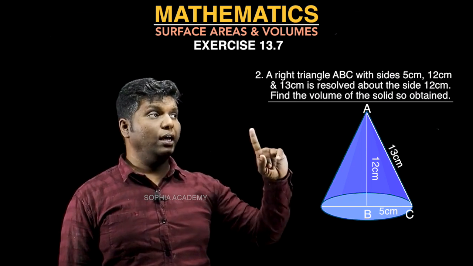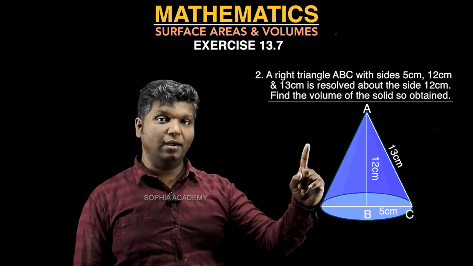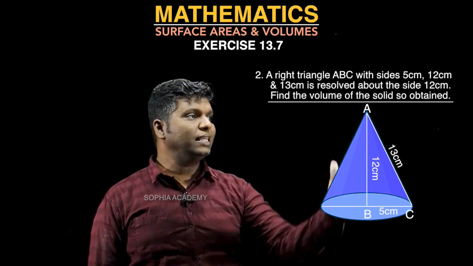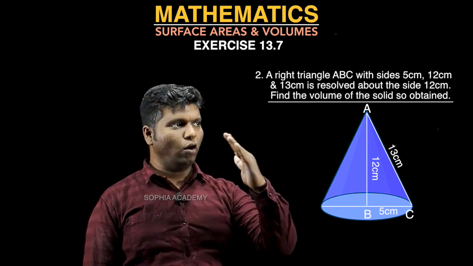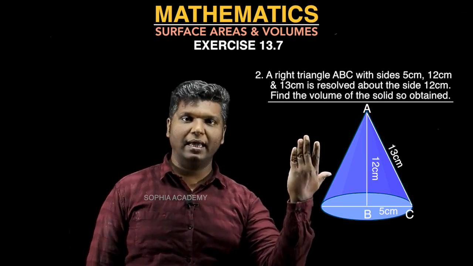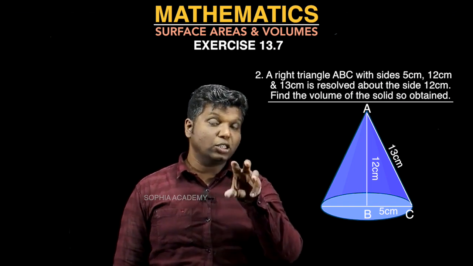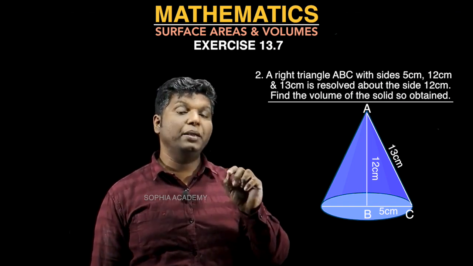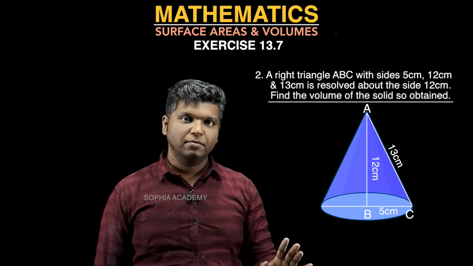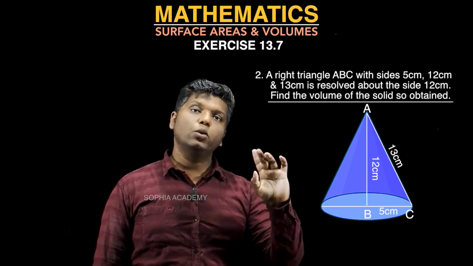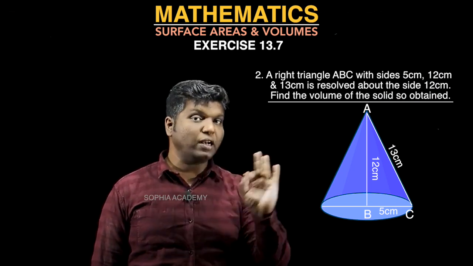So the height is there, the base is there, and the hypotenuse is there. And if you are revolving this triangle along the side 12, just imagine that you are revolving like this. If you are revolving like this in 360 degree, what happens? Actually, the solid so obtained will be a conical shape, isn't it? You will get a cone itself. That will be perfectly a cone.